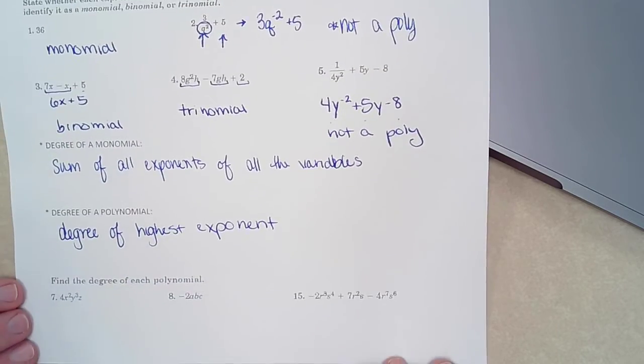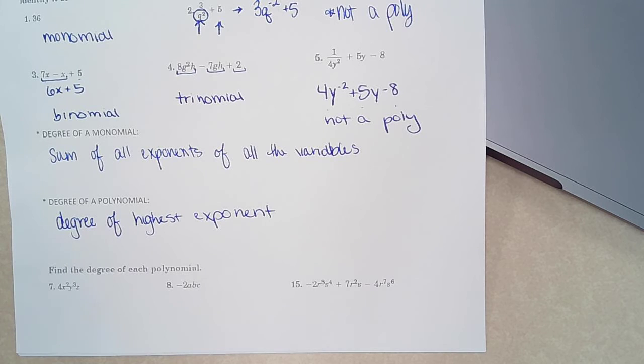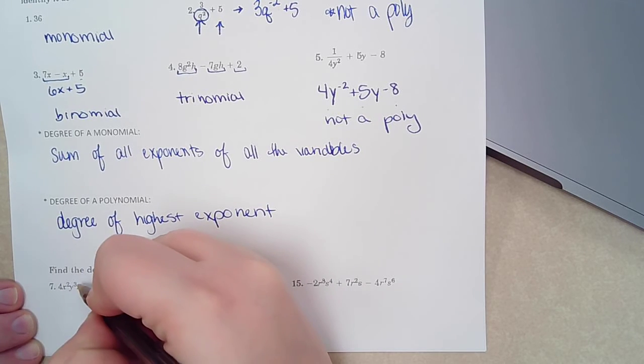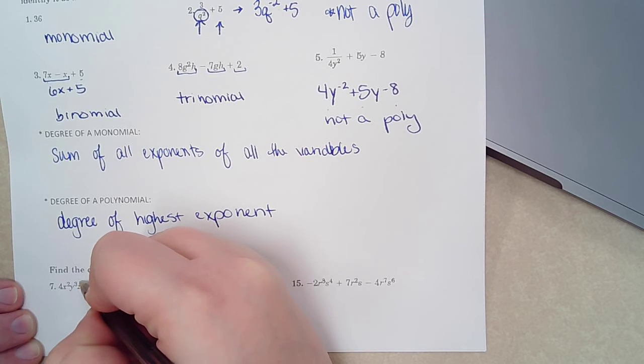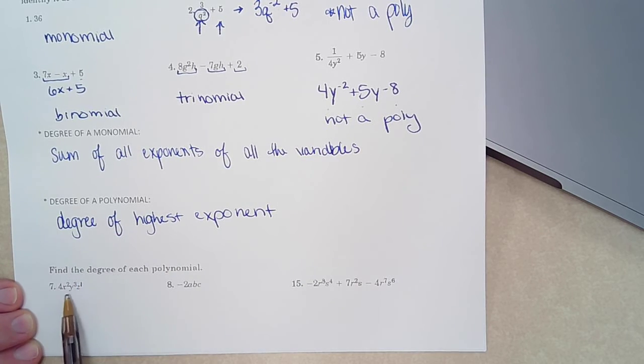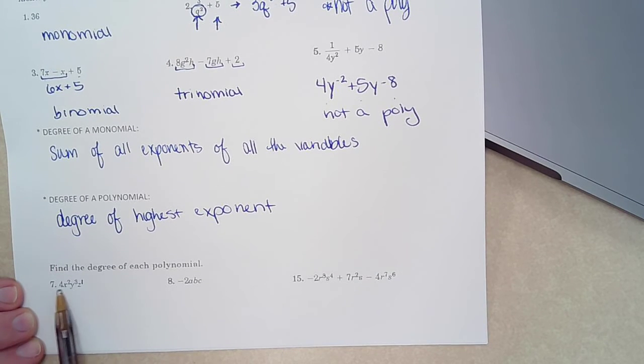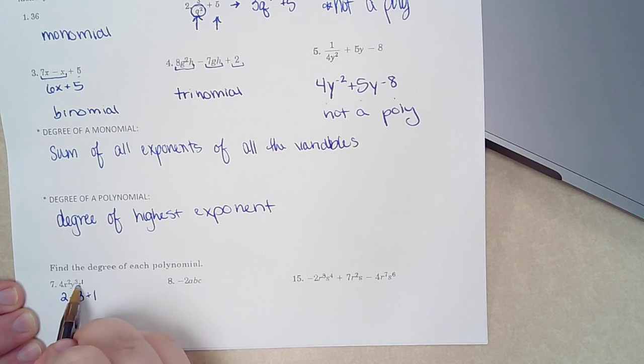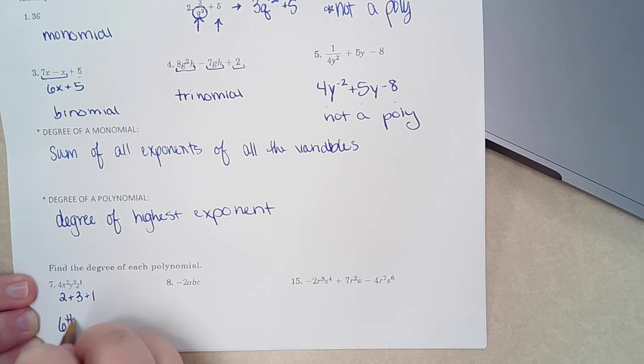Sorry, I was off screen there. Sorry about that. So if we find the degree of this first polynomial, it's made up of many monomials, we notice that this is going to be the sum of each of the exponents. So here, we have to remember that this variable technically has a 1. So if I know that this is the sum of all exponents of all the variables, I know it's going to be 2 plus 3 plus 1. You cannot forget that z. So this is a 6th degree polynomial.